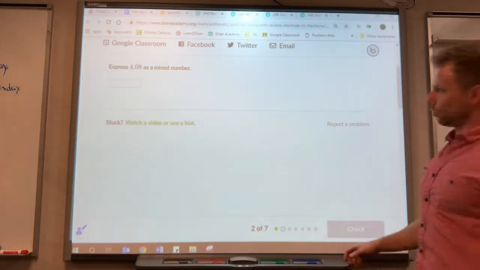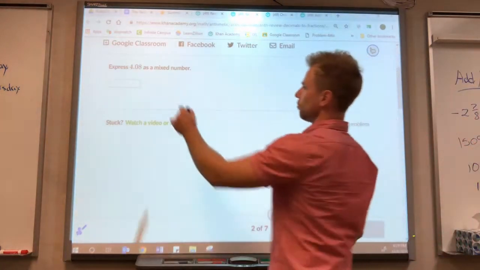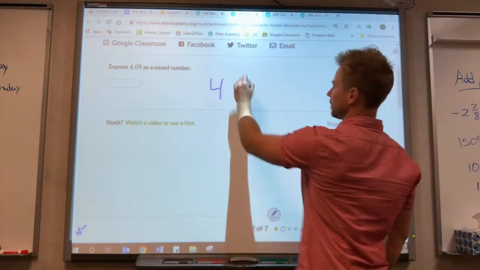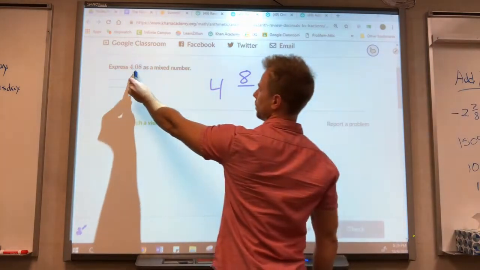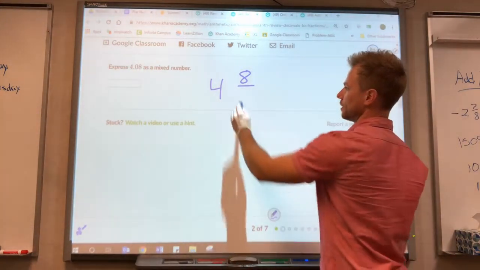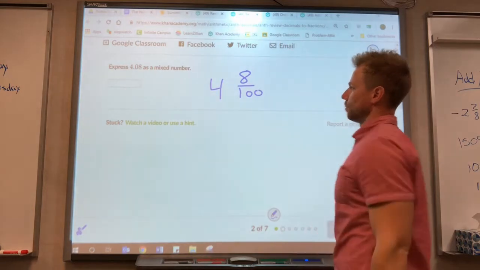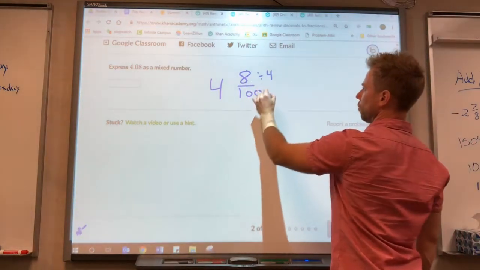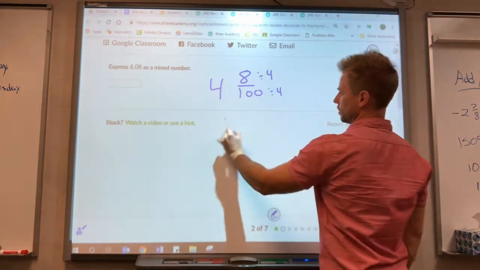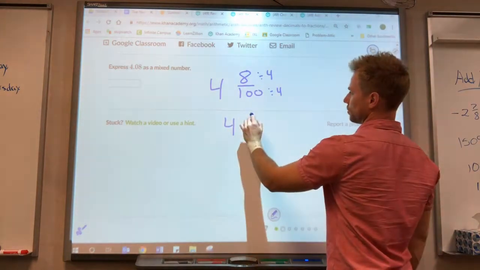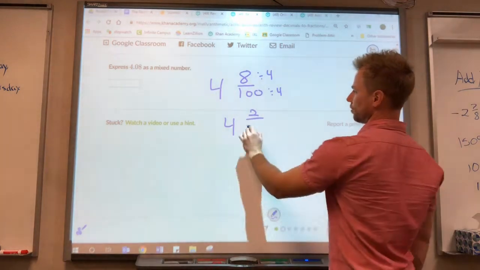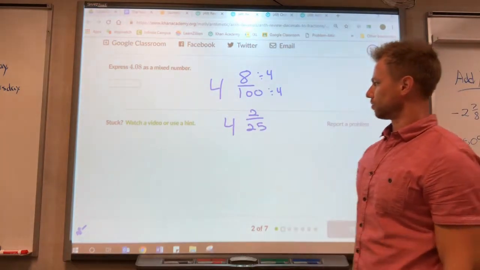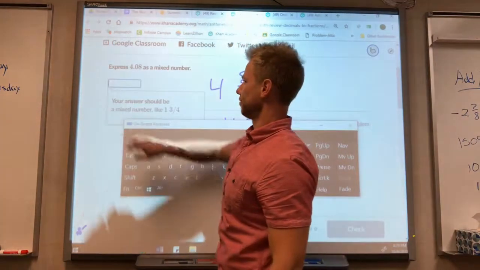Good. And 4.08 as a mixed number. 4 is the whole number, so that's going to be the big number out front. Then we have 8 as our numerator. 2 numbers behind the decimal, so 2 zeros in the bottom. Now we can divide both of those by 4. 8 divided by 4 is 2. And 100 divided by 4 is 25. So it simplifies to 4 and 2/25.